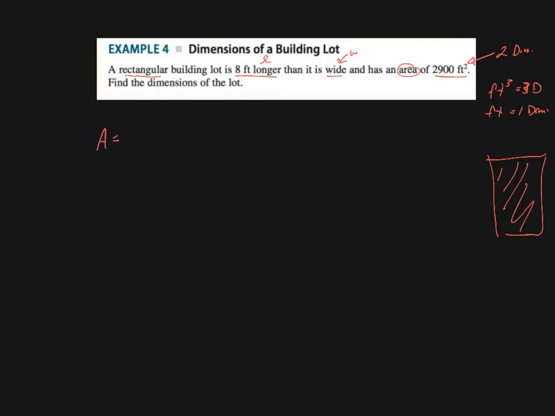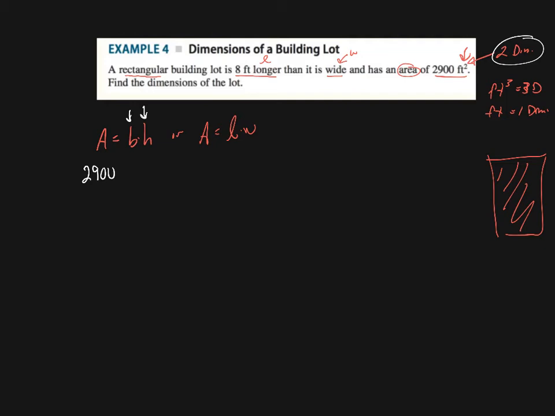So area is equal to base times height, or sometimes people say area is equal to length times width. Again, these letters are really just arbitrary. It's something times something. Again, two-dimensional space. Now, what do we know? We know that area is 2,900. Now, just because it's square feet doesn't automatically make it quadratic. It has to do with whether or not we have x or x squared.